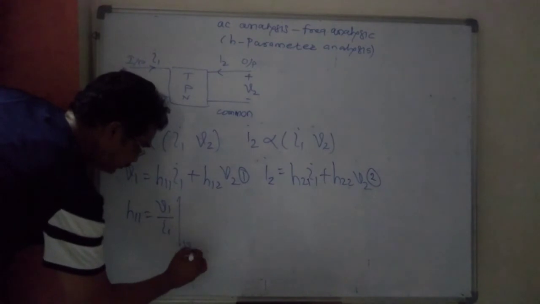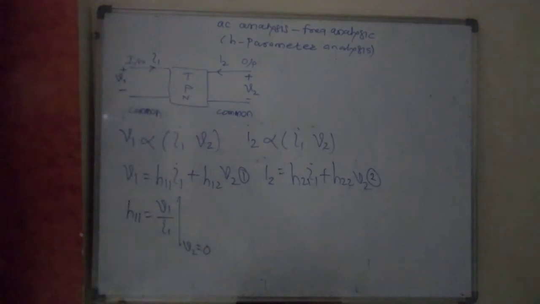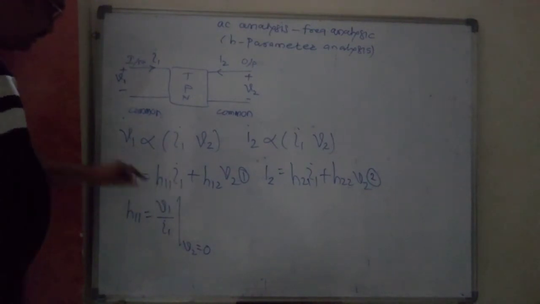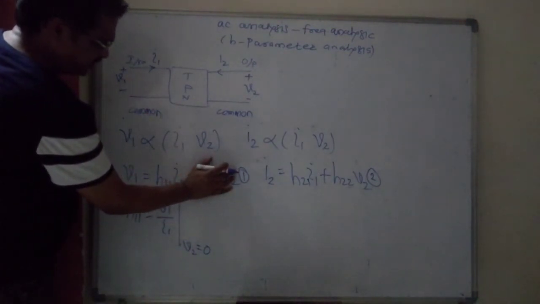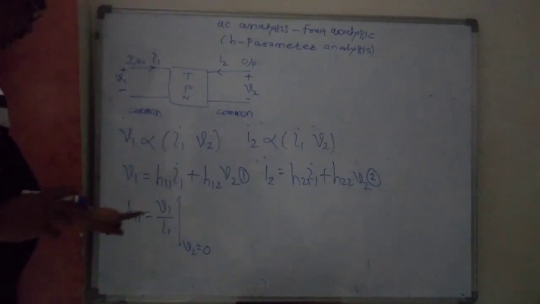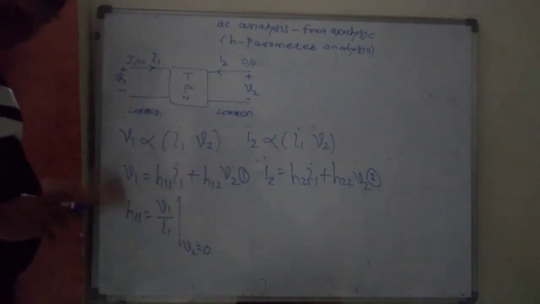Provided V2 is 0. V1 upon I1 is H11 if this whole is 0. For this whole to be 0, V2 will be 0. So V2 is 0.